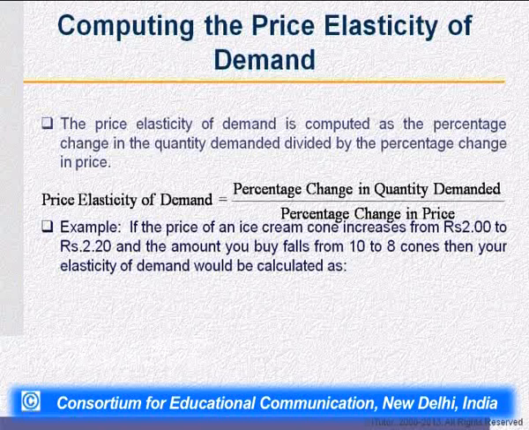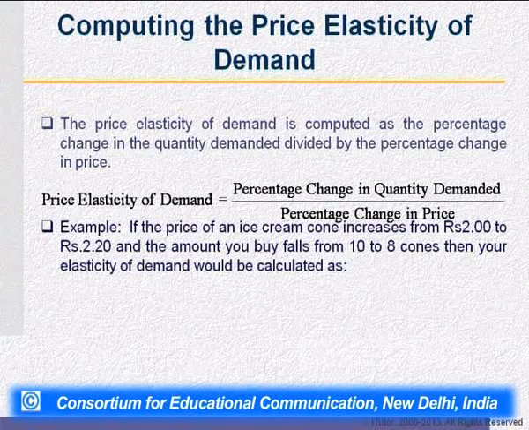What is the meaning of price elasticity of demand? It is the percentage change in quantity demanded given a percentage change in the price. So it is a measure of how much the quantity demanded of a good responds to a change in the price of that good. If you compute the price elasticity of demand with the help of an example, you can see the formula, or you can say equation. The price elasticity of demand is computed as the percentage change in quantity demanded upon percentage change in price.